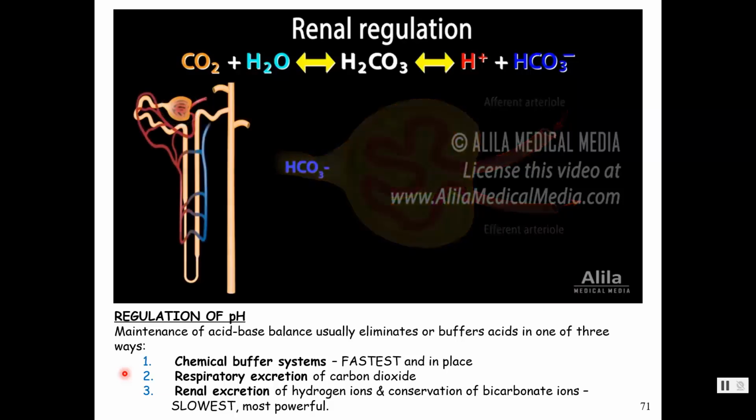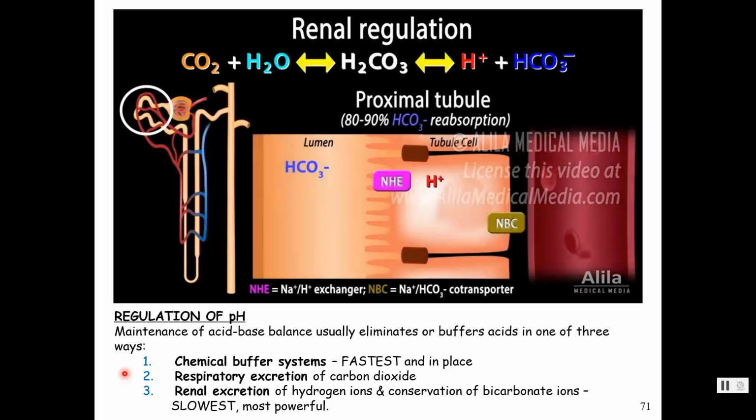Most of this reabsorption happens in the proximal tubule. The amount of reabsorbed bicarbonate in the proximal tubule is regulated via a number of mechanisms in response to changes in blood pH. It increases during acid loads and decreases during alkali loads.